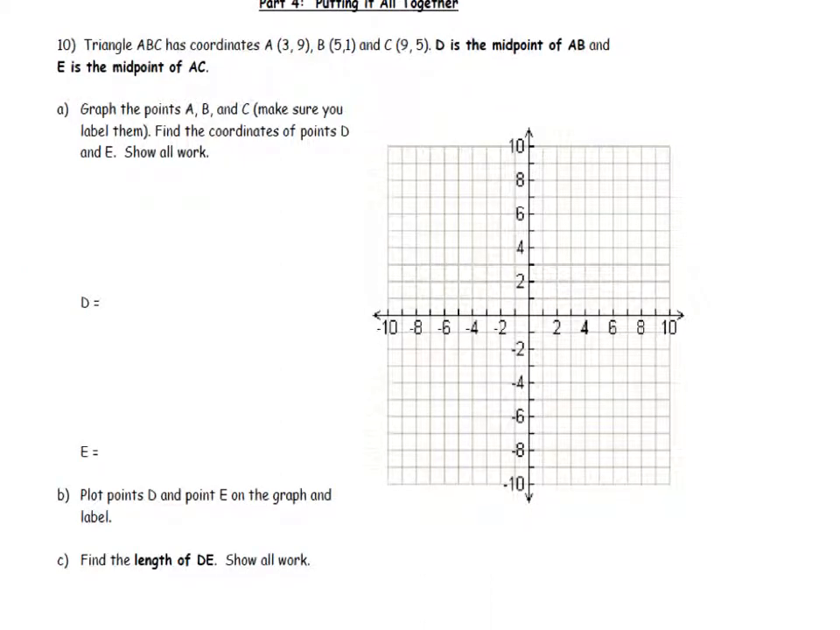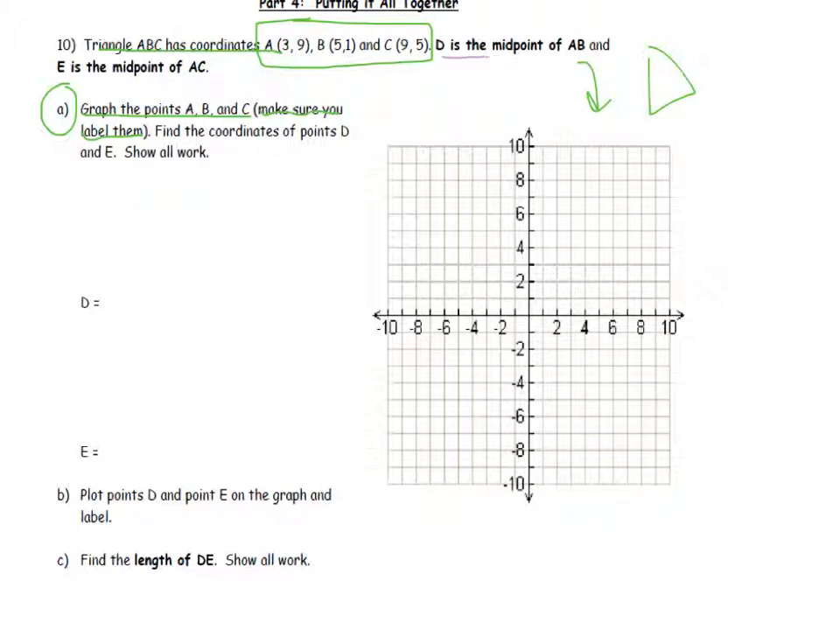And the last part, putting it all together. You have to read these directions carefully. It says the triangle ABC has coordinates of, and then they list the 3 right here. So in part A, you are going to graph A, B, and C and make sure that you label them, okay? So you're going to put A, B, and C on here and it should make a triangle.